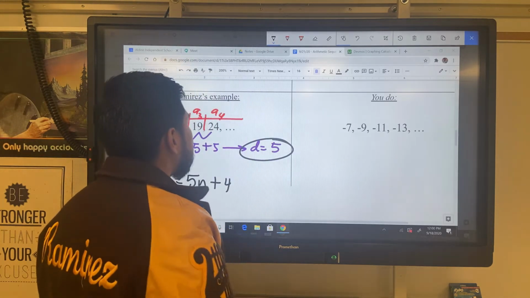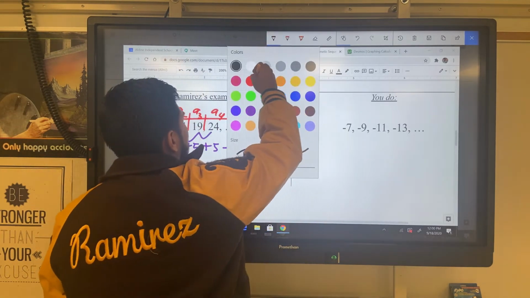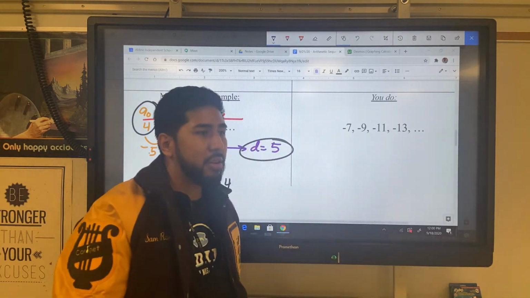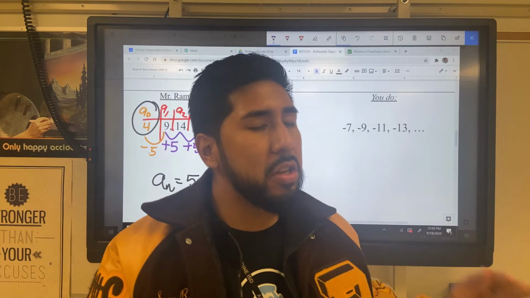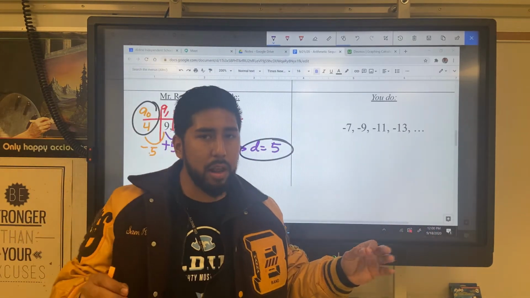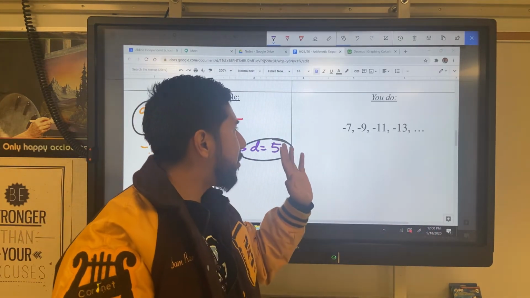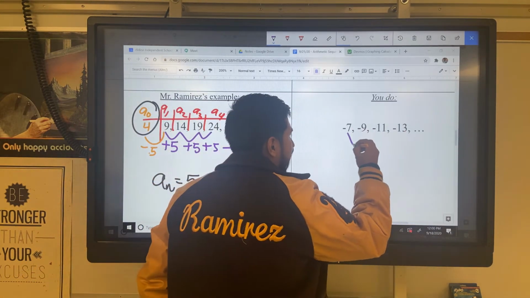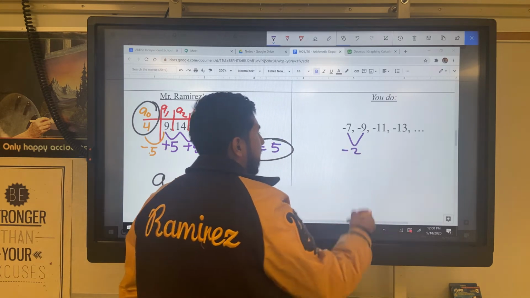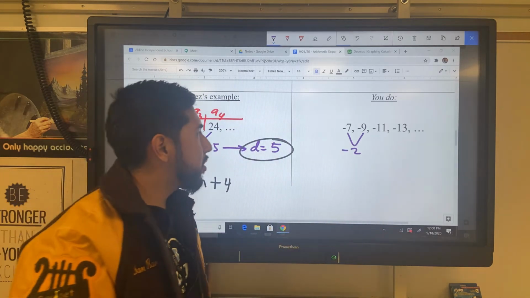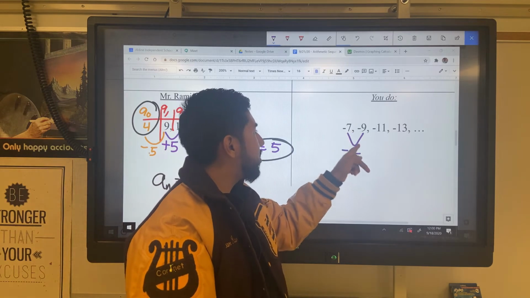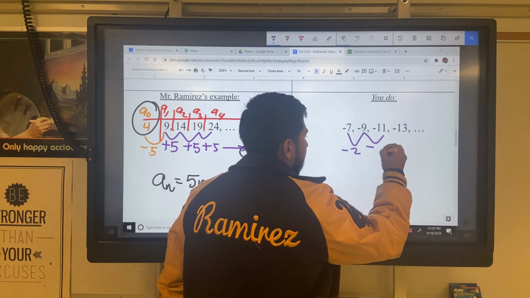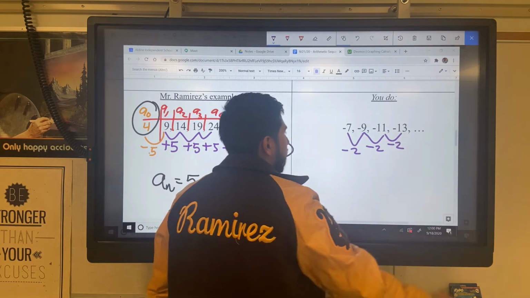I'm going to help you with your problem because that one is a little different. It looks like the numbers are going up, but they're all negative, so in this case you need to be very careful. How did I get from -7 to -9? I did not add. They're negative, so it means I subtracted 2. If you don't trust me, use your calculator. -7 minus 2 gives me -9. And we keep going with -2, -2.